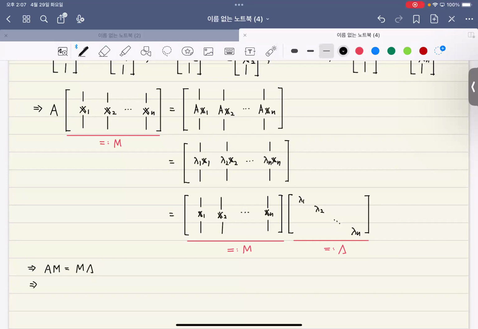In other words, since we are assuming that they are linearly independent vectors, M is a non-singular matrix, which has an inverse. So multiplying this inverse matrix, the inverse of M, to both sides of this equation, I have this.